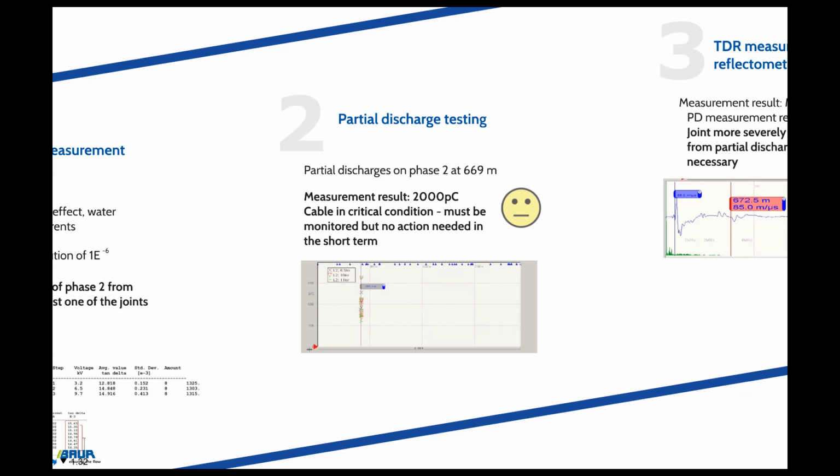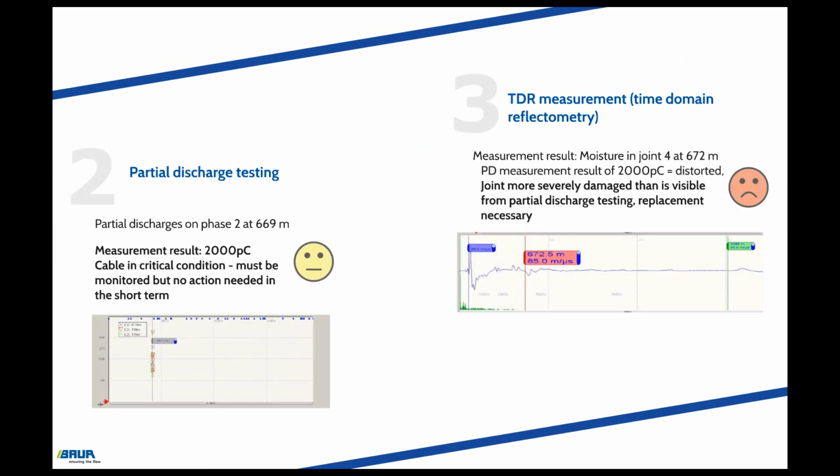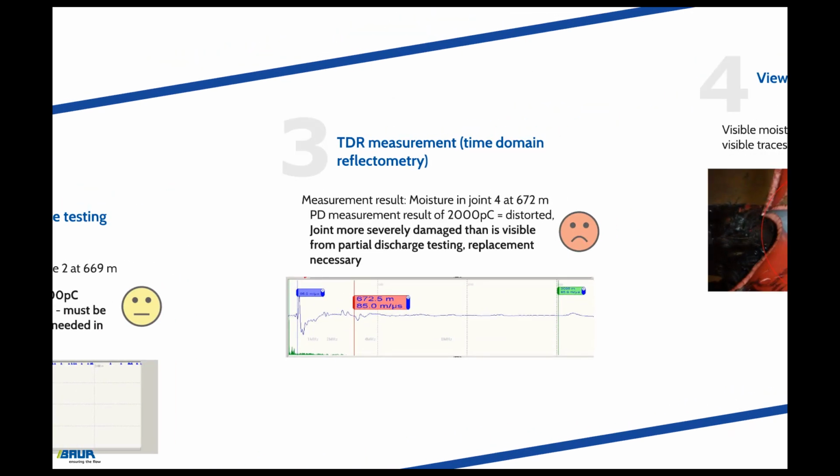Only by overall consideration of the results, together with the dissipation factor measurement, can the condition of the cable be determined. The TDR measurement, which is also used for the location of damped joints, shows that the moisture in joint 4 lies at 672 meters. The fault location identified in the example coincides with that from partial discharge testing. The partial discharge measurement of 2000 picocoulomb is therefore a distorted result caused by the moisture in the joint.